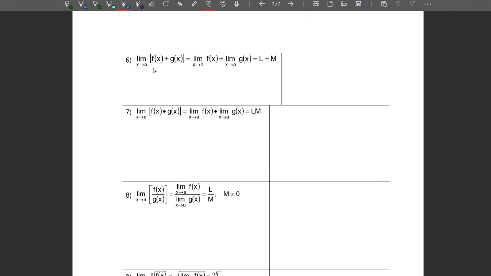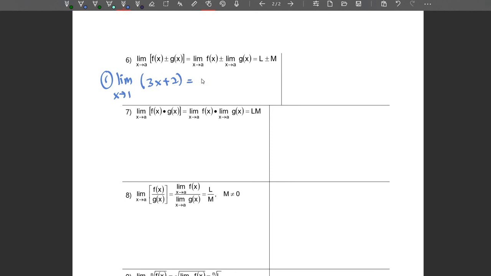Okay, for property 6, we have the limit of f(x) plus or minus g(x) as x approaches a is equal to the limit of f(x) as x approaches a plus or minus the limit of g(x) as x approaches a, which is L plus or minus m. Right now, it's better to look at an example. Let's say we have the limit as x approaches 1 of (3x + 2). When there is plus or minus, we can separate them.